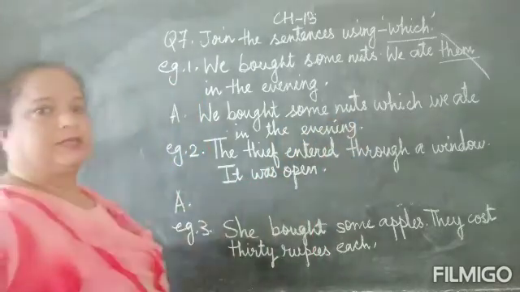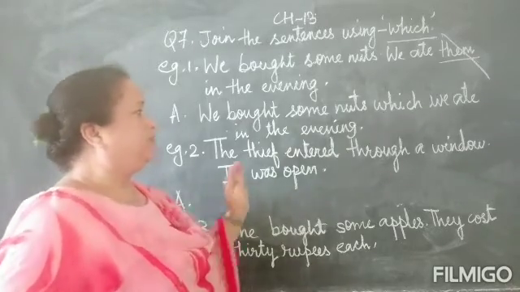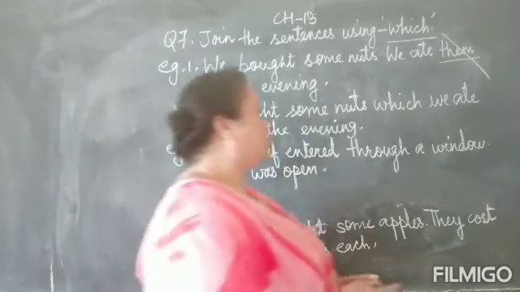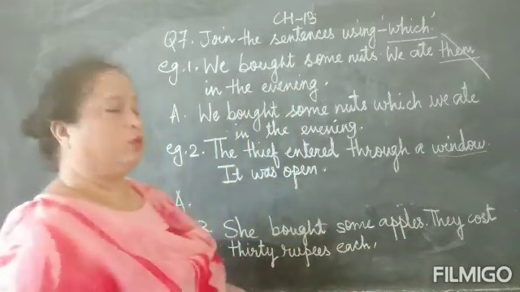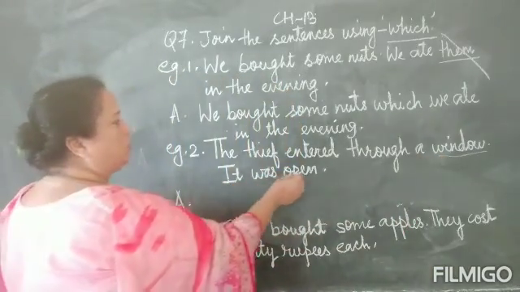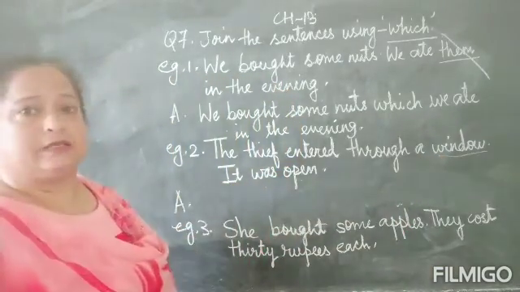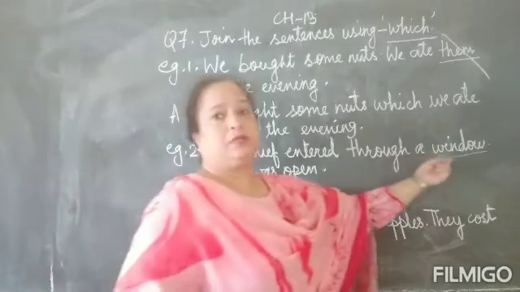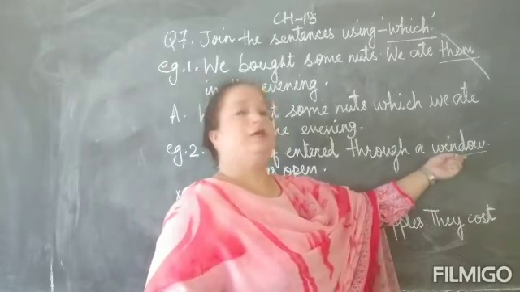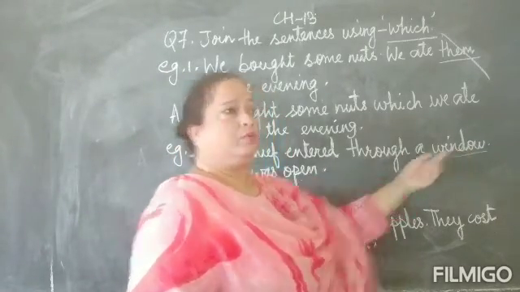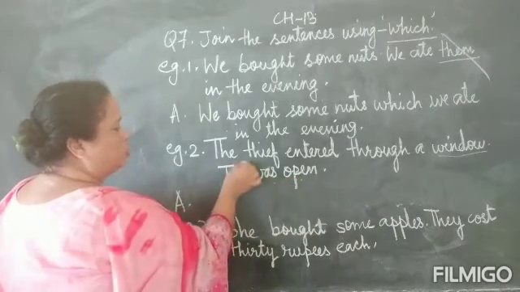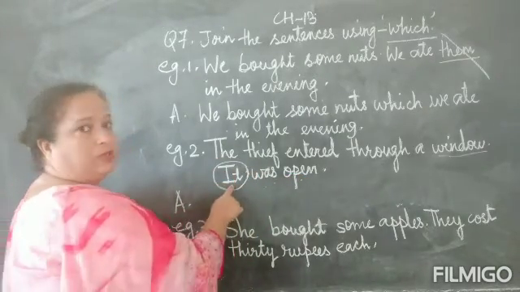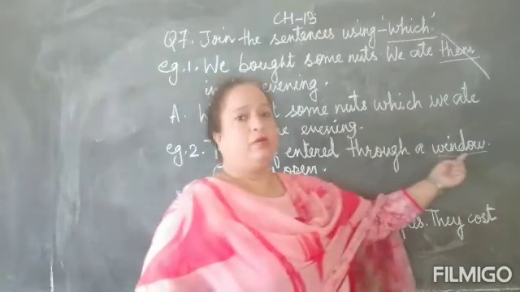Now, let us look at the second example. The thief entered through a window. So again we are talking about a thing over here, a window. And it was open. This is the second sentence. So what is the word that is used instead of the thing? That is a window. So what's the word? It was open. So over here, it is the word that is used instead of window.